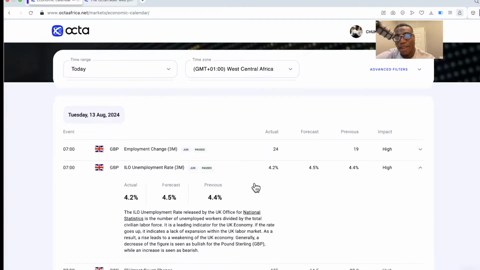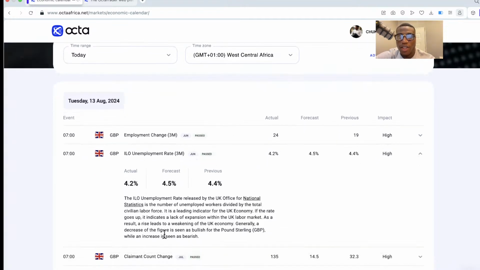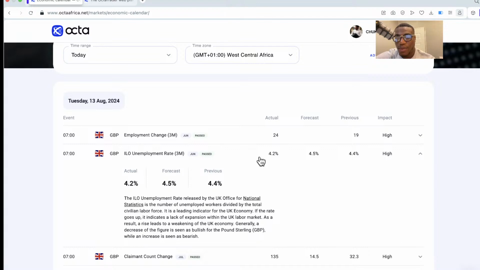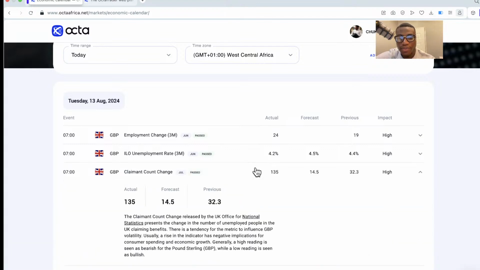Okay, here again, you can see that a decrease in the figure is seen as bullish for the pound sterling, while an increase is seen as bearish. Obviously, we got a decrease, so we're expecting still a bullish effect on the pound sterling. Exactly. This is what I'm also saying when it comes to trading fundamentally in isolation.